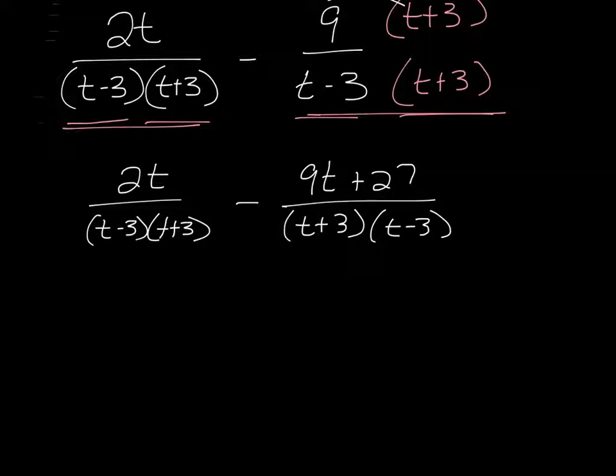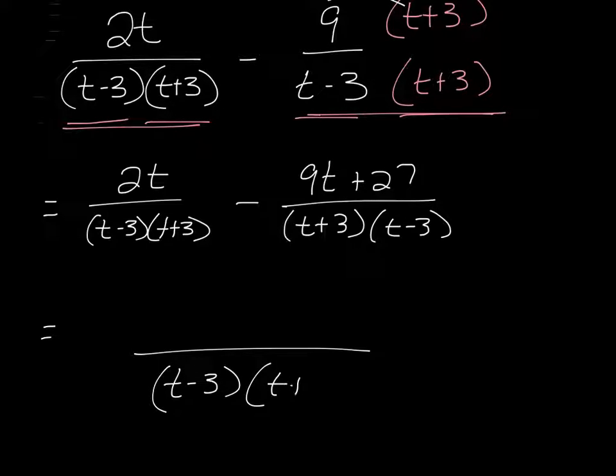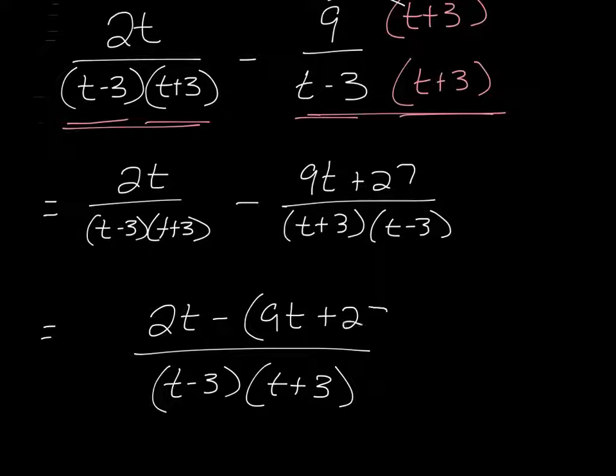Alright, now what we do is we're going to subtract these two expressions from each other. When we do this, we keep this common denominator. The denominator is t minus 3 times t plus 3. In the numerator, what we get is the 2t minus the 9t plus 27. Importantly, we need to subtract that whole expression, the 9t plus 27. What that does is this negative is going to distribute to both of these terms right here.